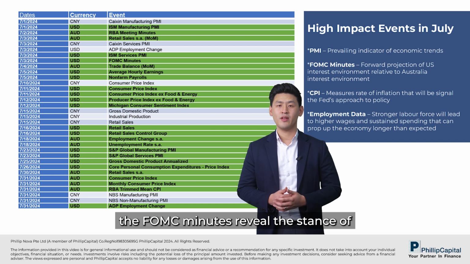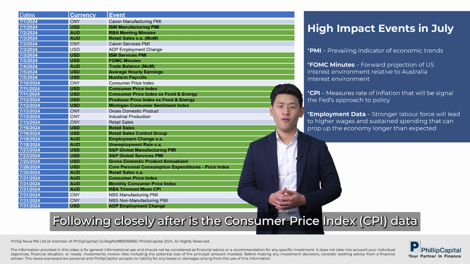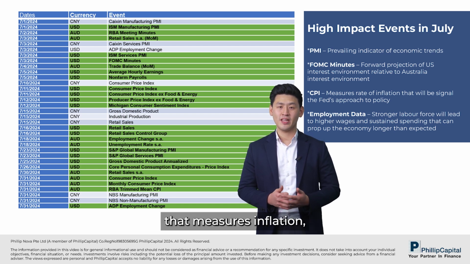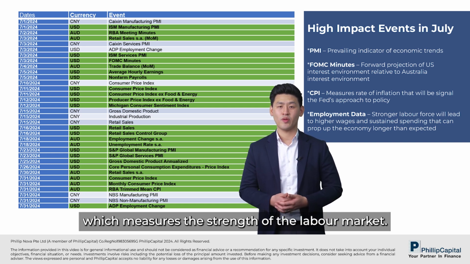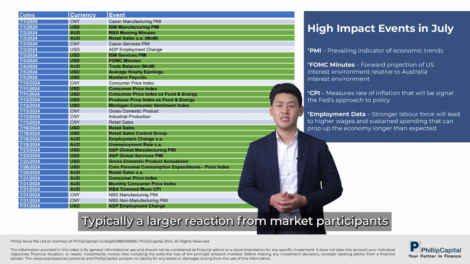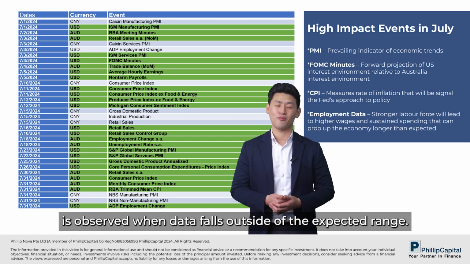The FOMC minutes reveal the stance of the Federal Reserve on interest rates. Following closely after is the Consumer Price Index data that measures inflation, and closing off the month with employment data, which measures the strength of the labor market. Typically, a larger reaction from market participants is observed when data falls outside of the expected range.